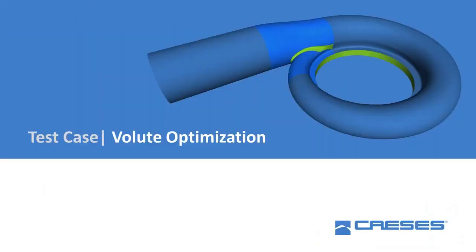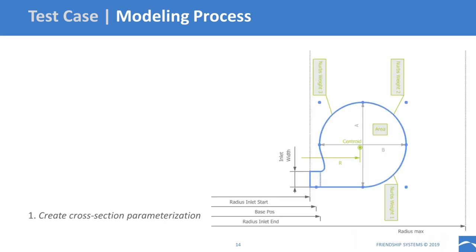So these are, in general, the capabilities for volute modeling in CAESES. Now I just want to show quickly the geometry part of our case study here for this compressor volute. And the modeling process starts with the cross-section parametrization.